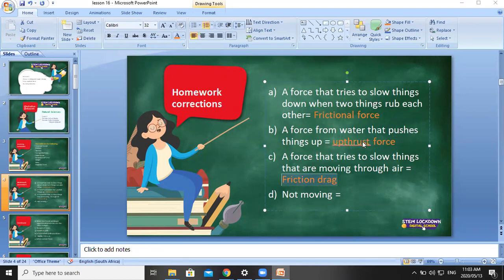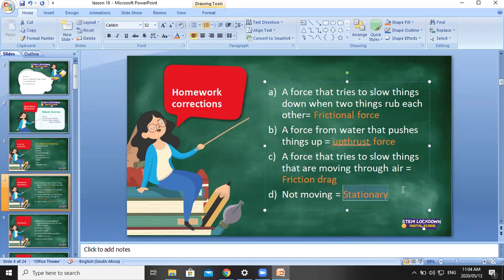When we're talking about things that are not moving, we say they are stationary. Stationary, grade nine, stationary. It is not moving, so it is stationary. I'm hoping that you are all following our corrections from yesterday's homework. A force that tries to slow things down when two things rub each other is a frictional force.